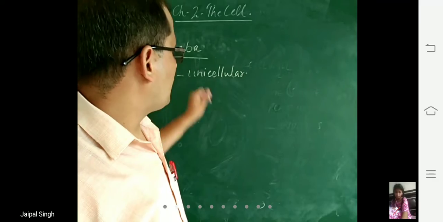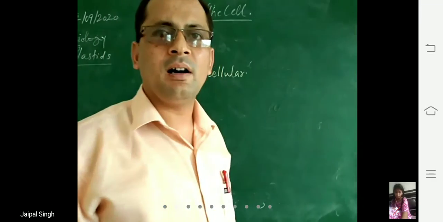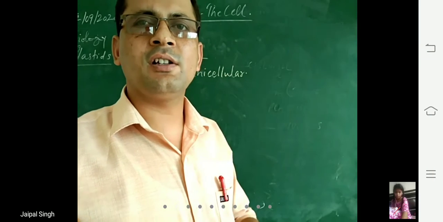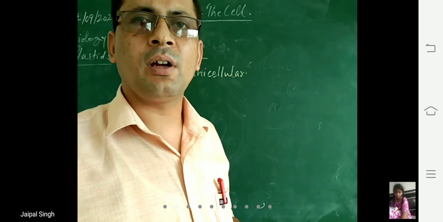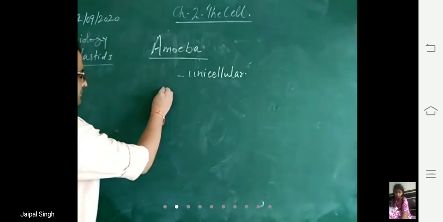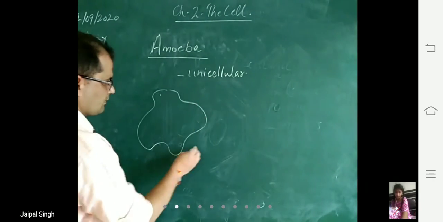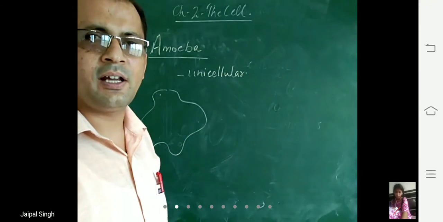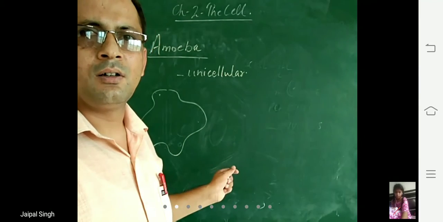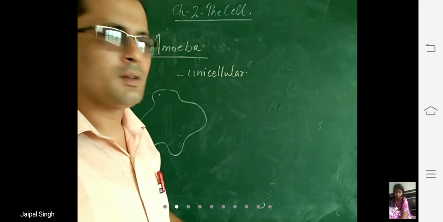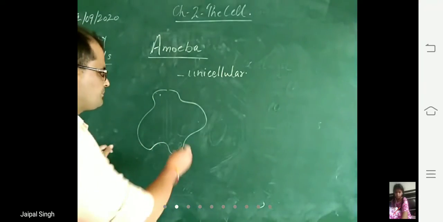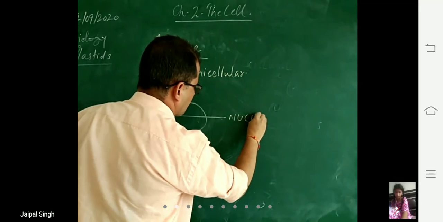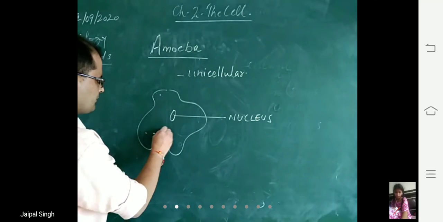Now, see the shape of amoeba, it is irregular. It does not have a fixed shape. You can draw the shape of amoeba in any form. Like this is the amoeba. Because it does not have any fixed shape, that's why I have drawn it like this. You can also draw it in any form. So this is the amoeba. This is the nucleus.